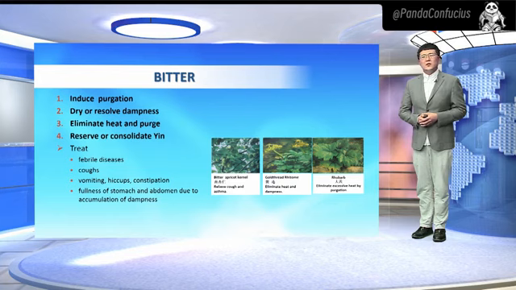They are often used in treating febrile disease, coughs, vomiting, hiccups, constipation, and fullness of stomach and abdomen due to accumulation of dampness. For example, bitter apricot kernel or bitter apricot seed has the effect of relieving cough and asthma. Coptis rhizome eliminates heat and dampness. Rhubarb is bitter and cool or cold, can eliminate excessive heat by purgation, used for constipation.